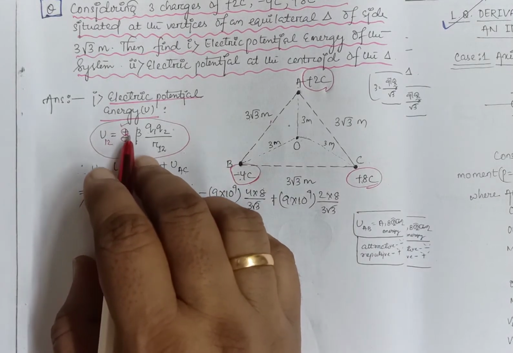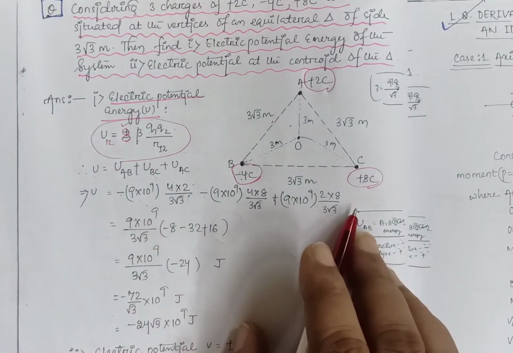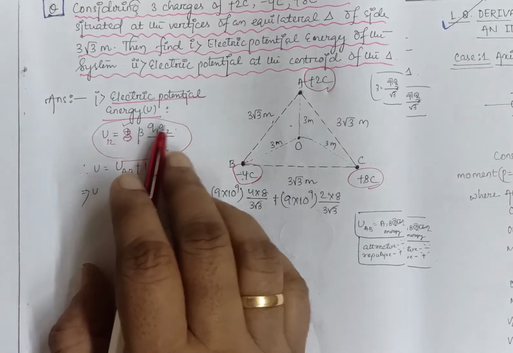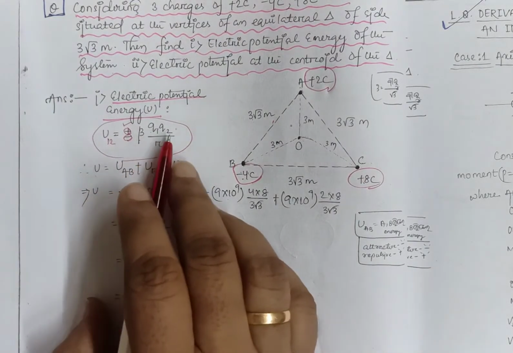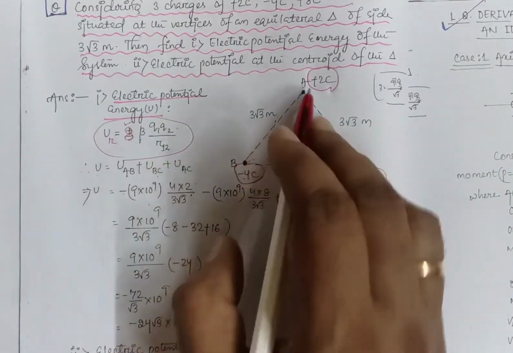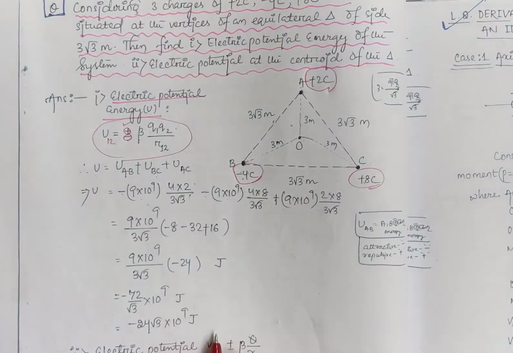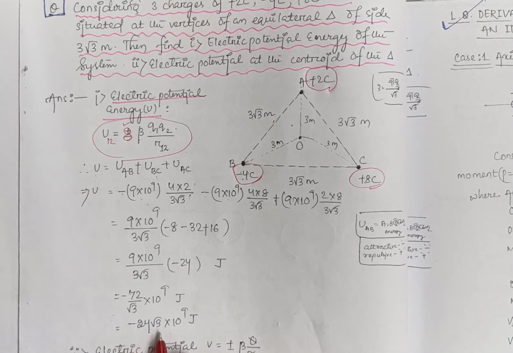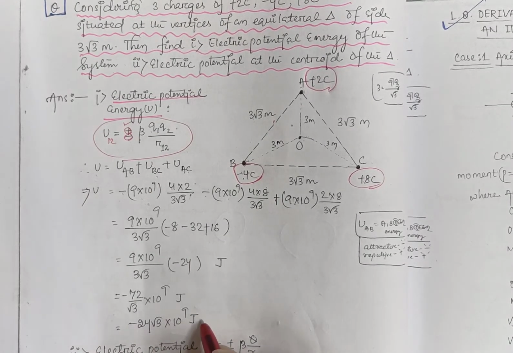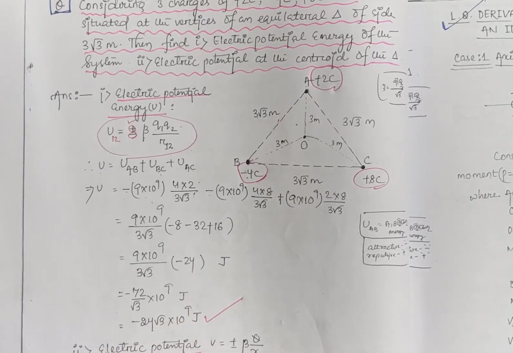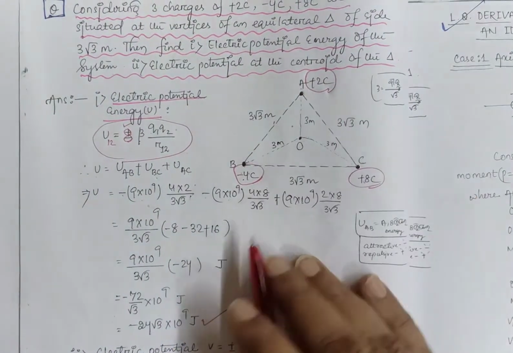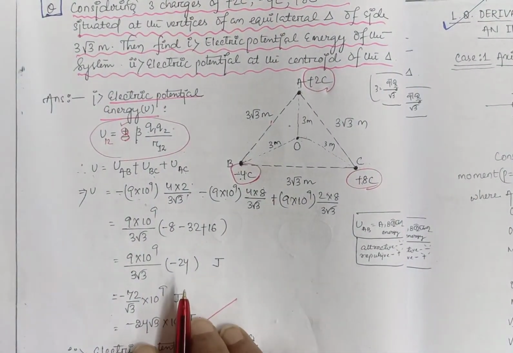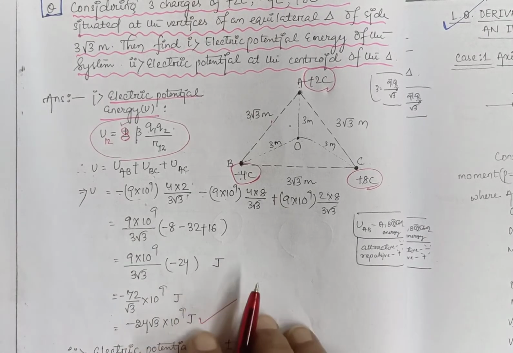Plus sign is for a repulsive field and minus sign is for an attractive field, and your formula is beta Q1 into Q2 by R. Beta SI value is 9 into 10 to the 9, Q1 and Q2 are given and distance is also given. So the final answer is minus 24 root 3 into 10 to the power 9 joule. So this amount of work is required to bring all the charges to their respective points. And the negative sign implies that the nature of the field is attractive as a whole.